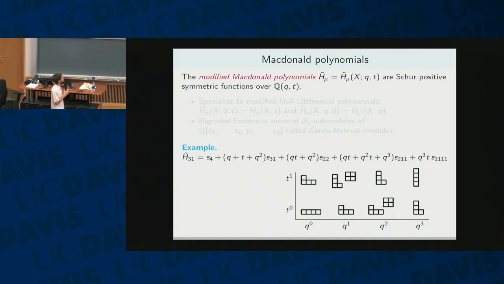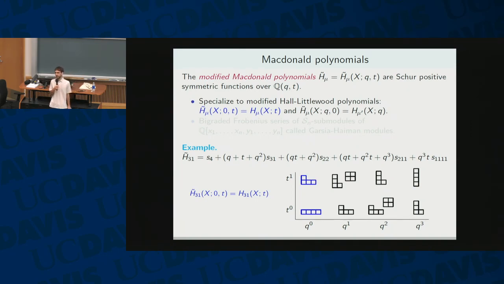And here's a picture. So here's H tilde 3,1. Here's its Schur expansion, and then here's the picture where we write T powers on the y-axis and Q powers on the x-axis. A good way to keep a picture of this in your head is that this is a natural generalization of a modified Hall-Littlewood polynomial, a 2-parameter generalization where if you take the Q is 0 slice, that's this vertical slice here, you get the corresponding modified Hall-Littlewood polynomial. If you take the T is 0 slice, you get the modified Hall-Littlewood polynomial corresponding to the transpose partition.